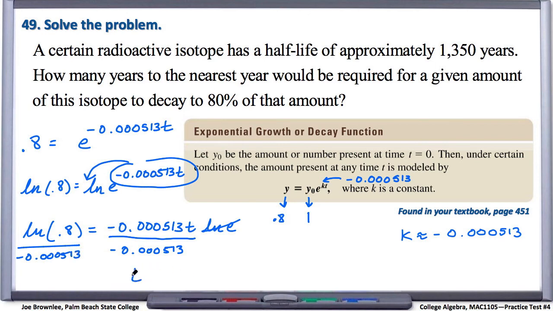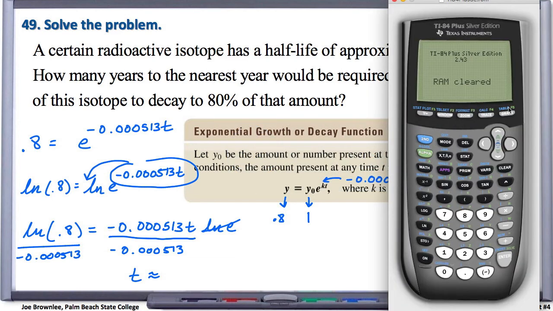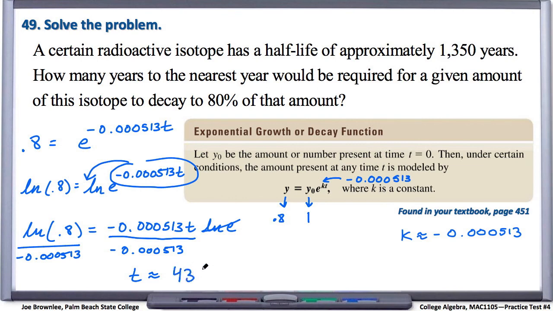So t is approximately, and are we rounding here? To the nearest year, yes we are. Let's bring up our calculator and see what we end up with. The ln of 0.8 divided by negative 0.000513 gives us 434.97. Again, we're rounding to the nearest year, so we'll round this to 435 years.